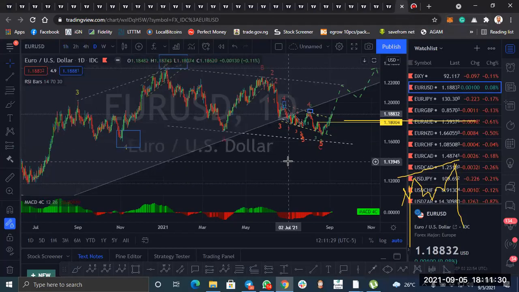USD and dollar index go in opposite directions. So as the dollar index is going down towards 88, USD is going up.